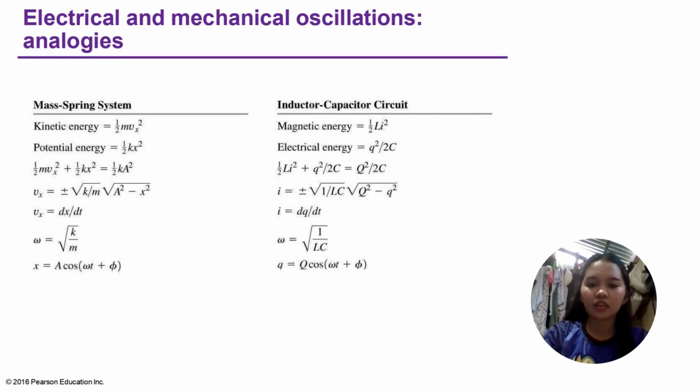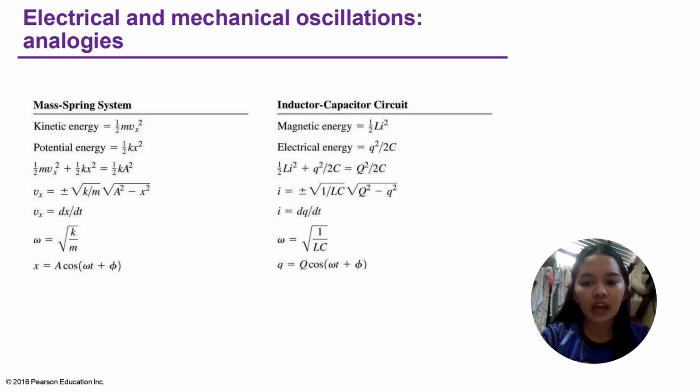So, electrical and mechanical oscillations analogies. So, to further illustrate the connection between the electrical and mechanical oscillations, let's examine a direct analogy between an LC circuit and a mass spring system.